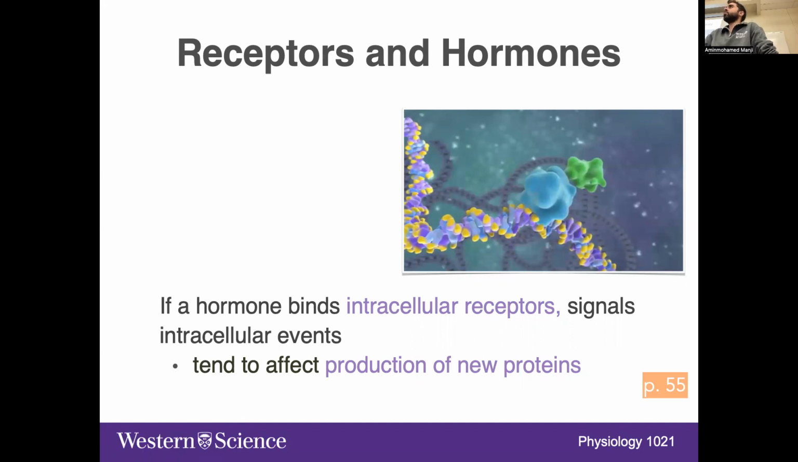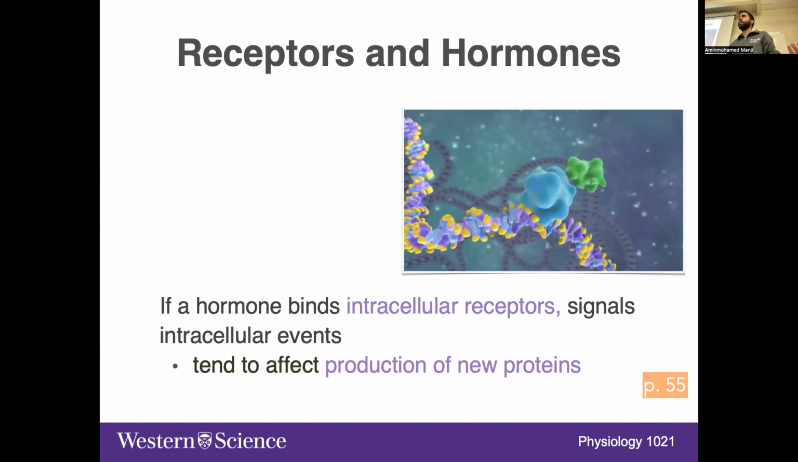Now, which of these two do you think will take longer? Making brand new proteins from scratch or changing pre-existing proteins? Right, it's going to take longer to make new proteins. So I can't remember if Dr. Bell made the example or not, but I like this example. It's the equivalent of going to the grocery store and buying a pre-made cake versus making a cake by yourself.